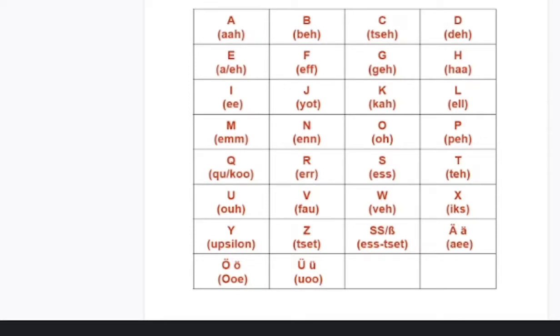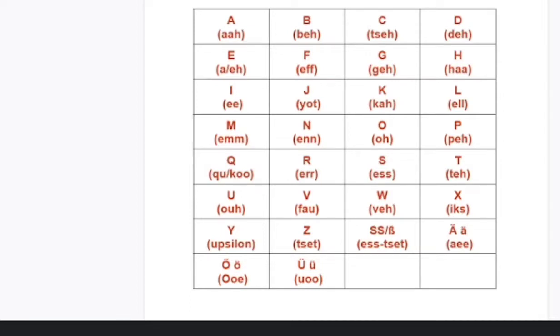Repeat it. A, B, C, D. And E is called E. F is called F. G is called G. H is called H. Okay, repeat from A to H.